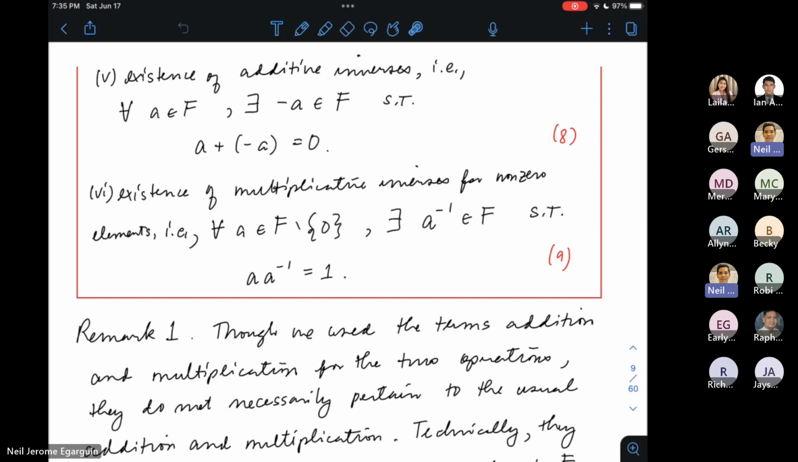Ginagawa niyo na ba ito sa abstract algebra? Di pa po kami nagsa-start, sir, sa abstract. Hindi pa kayo nag-start sa abstract. Okay, good.